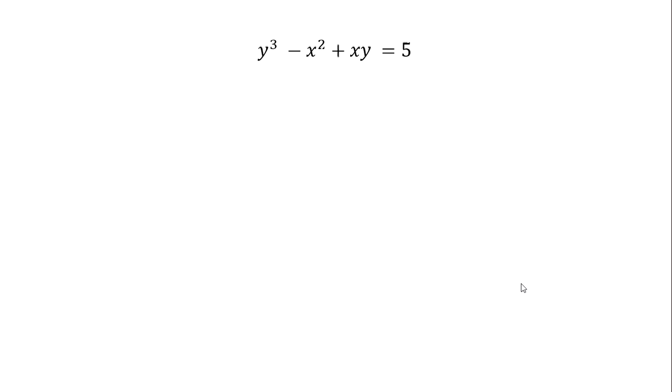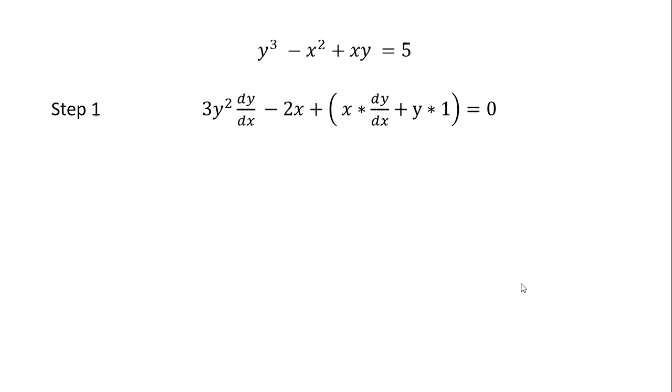So this is our equation. In step 1, we differentiate this equation with respect to x, just as we have differentiated all other equations. Here you can see you have a y cubed. We are going to differentiate the y with respect to x. Using the power rule, y cubed is differentiated as 3y squared. The 3 comes to the front and you deduct 1 from 3, which becomes 2.